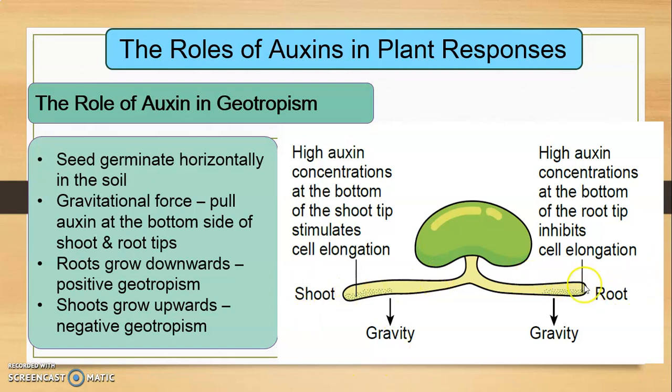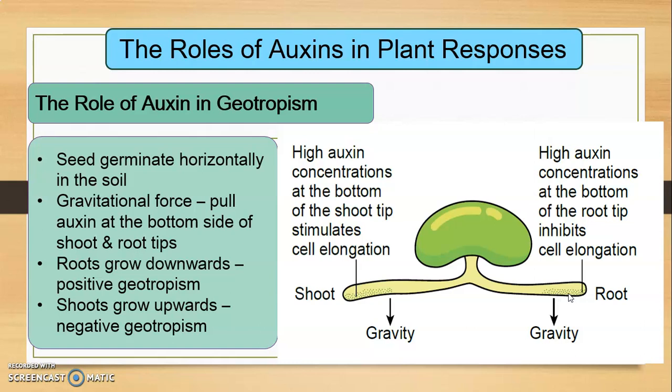What happens to the root? High auxin concentration at the bottom of the root tip inhibits cell elongation, so it is the opposite of the shoot. For the root, a high auxin concentration will cause inhibition of cell elongation. So at the bottom side, there is a higher concentration of auxin.